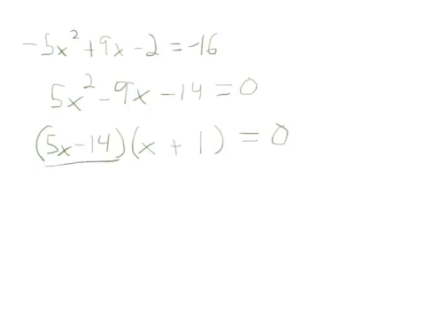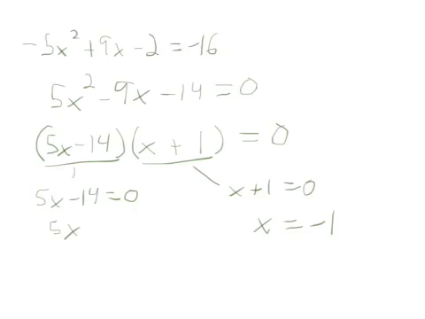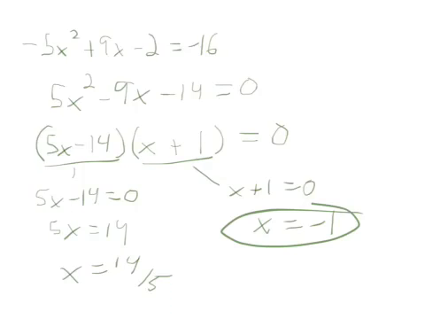So I set each part equal to 0. This part I'm going to get 5x minus 14 equals 0, and then this part I'd get x plus 1 equals 0. So x would either be negative 1, or 5x equals 14, so x would equal 14 over 5. So these two are my final answers.